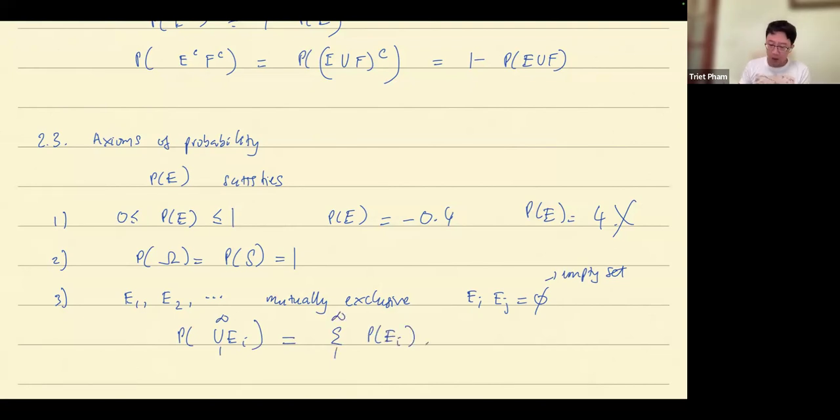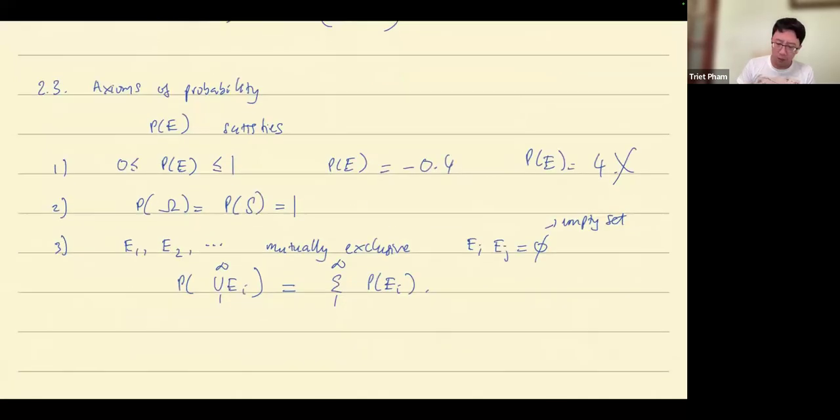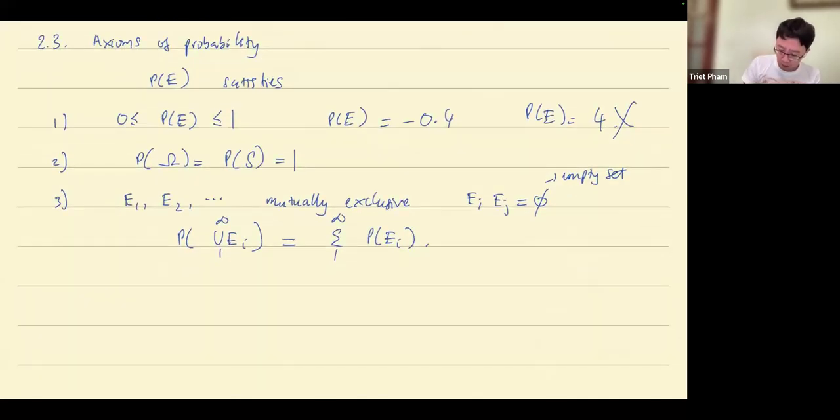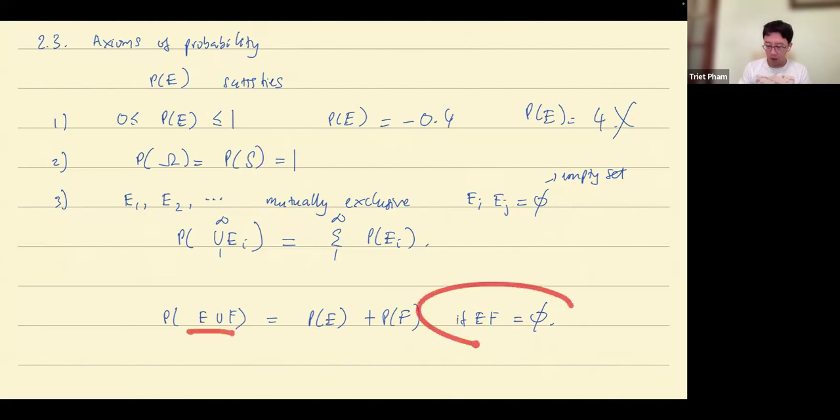Now, the notation here goes up to infinity. Most of the time we will do finite unions anyway. So in particular, you can have something like this. This is probably the most basic version that you want to pay attention to. There you go, that's it. If two events have no intersection, then the size of the union is the sum of their sizes.